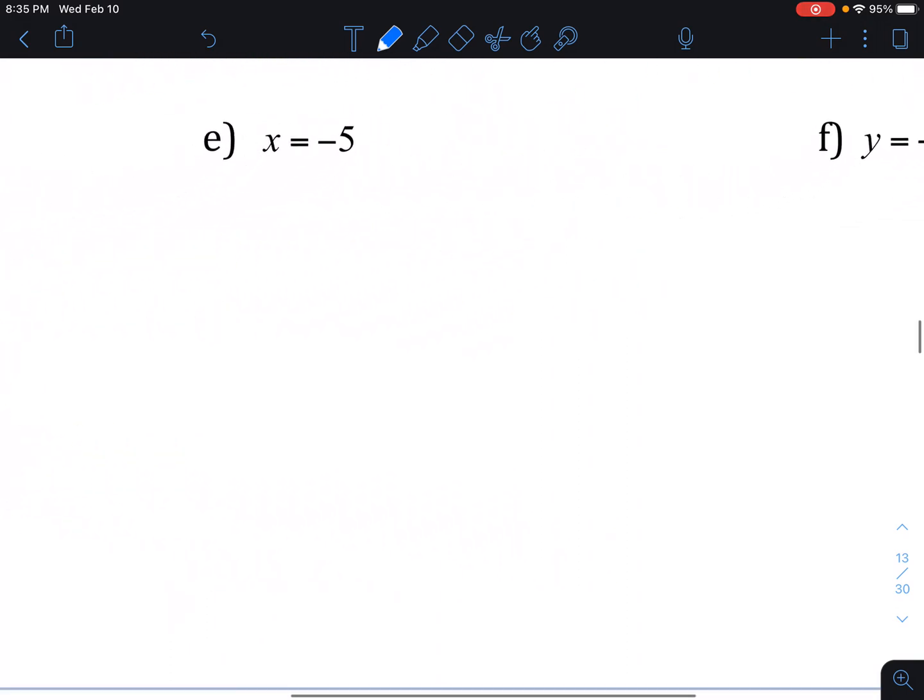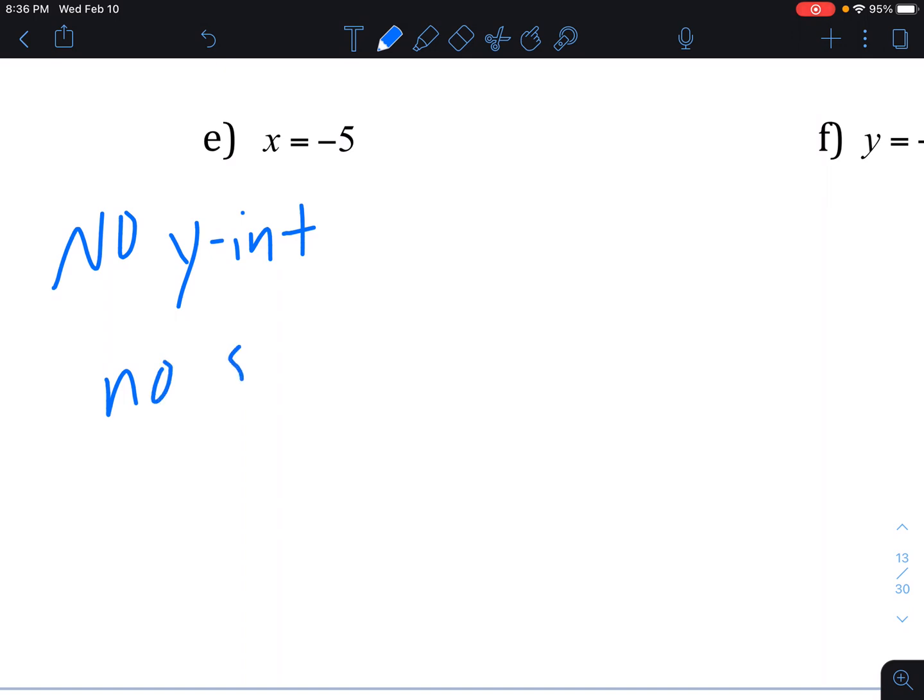Okay. Letter E is a very special case here. We don't even have a y in this problem. If you don't have a y, then you can't have a y-intercept. So there is no y-intercept. And also, there is no slope.